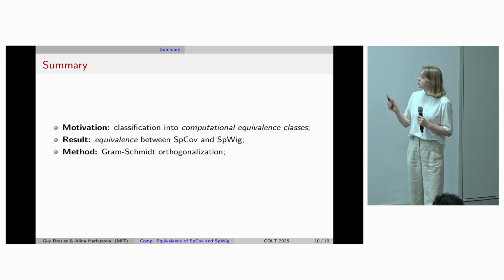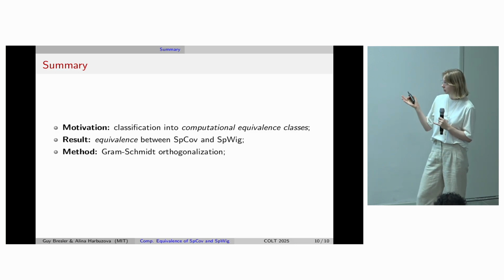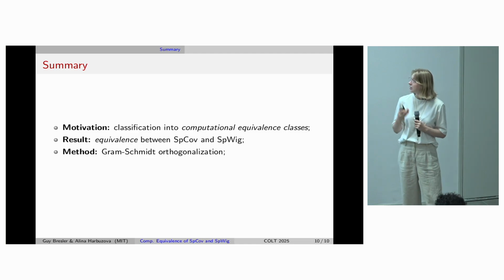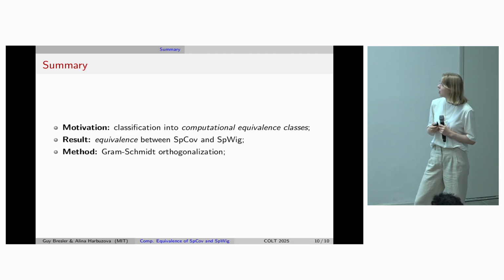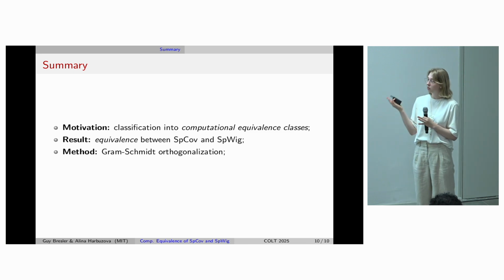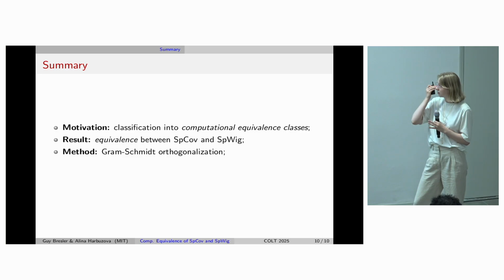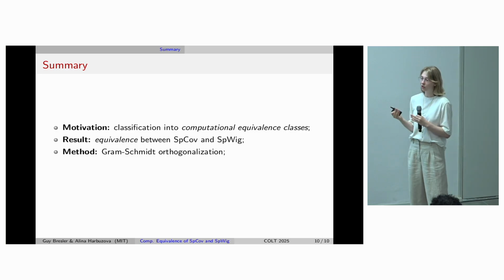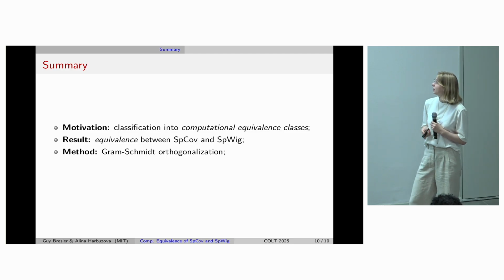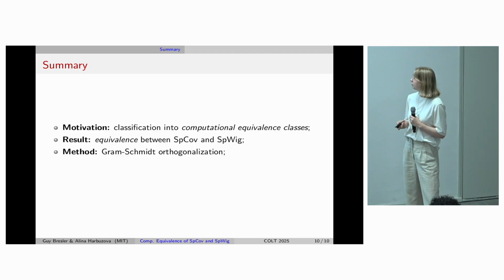To summarize, we established the first computational equivalence between two really well-known models of high-dimensional statistics, spike covariance and spike-Wigner model. And we keep in mind this bigger goal of classifying the problems of interest, like the two we considered, into computational equivalence classes. Such classification is largely missing from the average case complexity literature. We hope that the subroutines that we used in our average case reductions will find future applications to new average case reductions in the field.